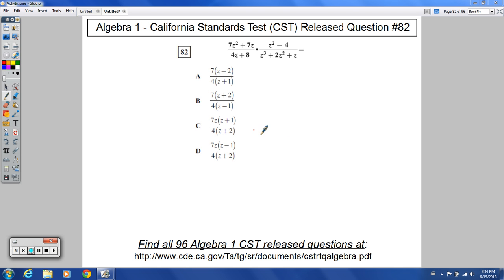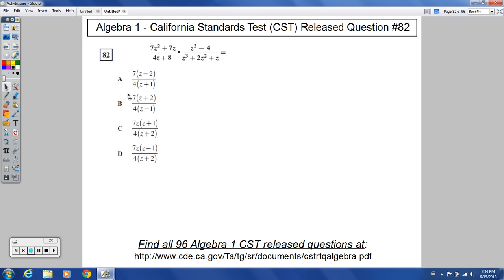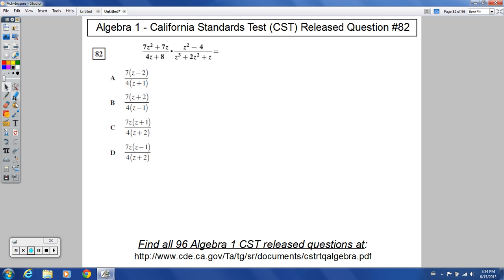We've got number 82 here for the Algebra 1 CST release questions. This one looks a little more involved than some of the other ones we've had, but all these types of problems started at number 77 here. You can go back and review any from 77 up to this one to see similar problems to this. But now we really have 4 problems here.